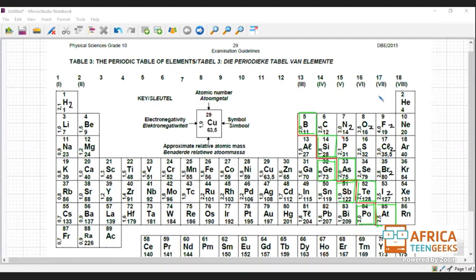Group 17 or 7, these are the halogens. They gain 1 electron, and then the noble gases do nothing. The Roman numeral here at the top tells us how many valence electrons each of these groups have. Ben is 100% correct.